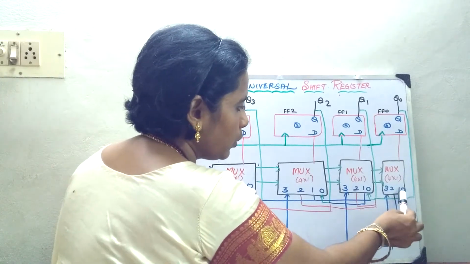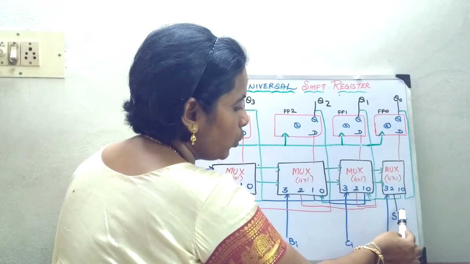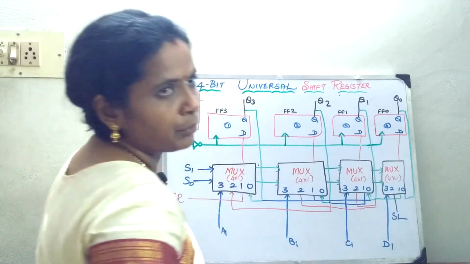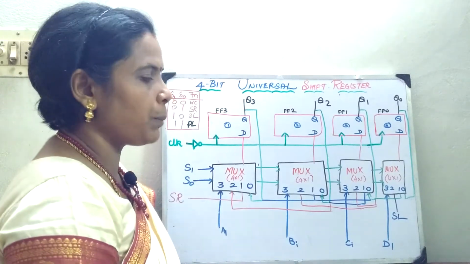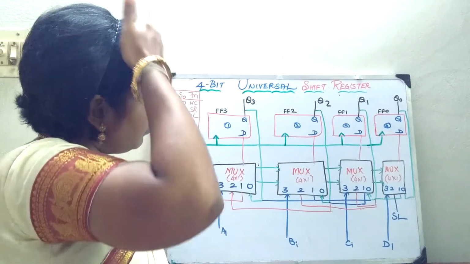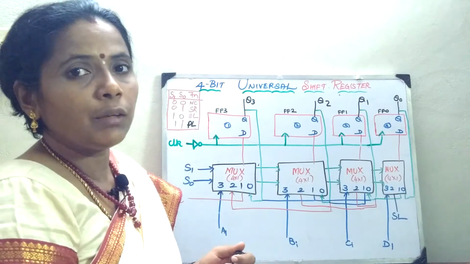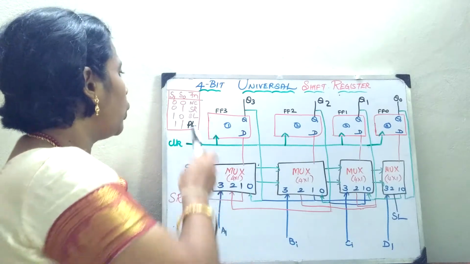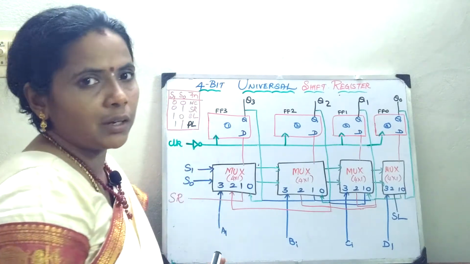This one you connect to the 0 of this, and from 2 you write it is shift left. With this the connection part is going to be over. Now we will move on to the working. In working, I told you 0, 0 means no change condition.